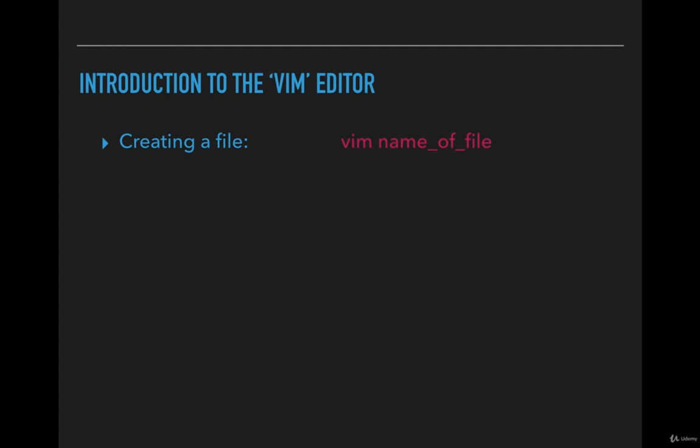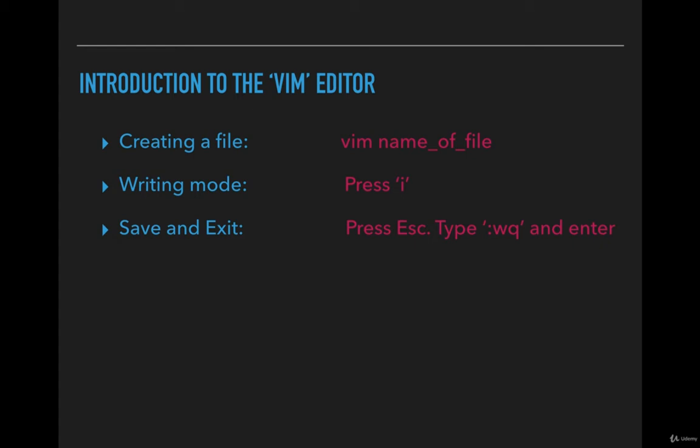We create a file, and to create a file using the Vim editor, you use vim space name of file. It opens a file with the name of the file. Then you want to write in the Vim editor. You do that by pressing the I button. If you press the I button, it goes into insert mode or writing mode. And when you're done writing, you save and exit. So the first thing you have to do is come out of the writing mode. You do that by pressing escape, and then you type colon WQ and then press enter.